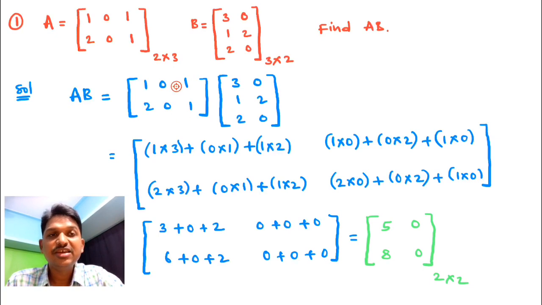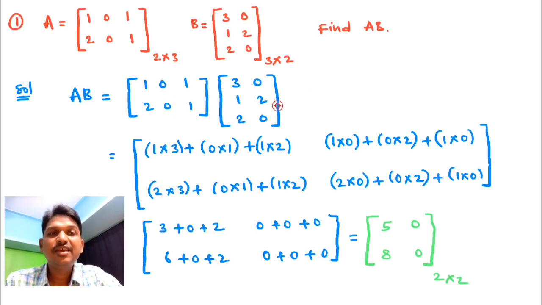I wrote A here. When is matrix multiplication possible? 2 rows, 3 columns are there. Number of columns in the first matrix. How many columns are there in this matrix A? 3. Number of columns in the first matrix must be equal to the number of rows in the second matrix. 1, 2, 3. Number of rows in the second matrix. Okay. So here what I am trying to say, matrix multiplication is possible. Why? Number of columns in the first matrix is equal to the number of rows in the second matrix. That's why matrix multiplication is possible.